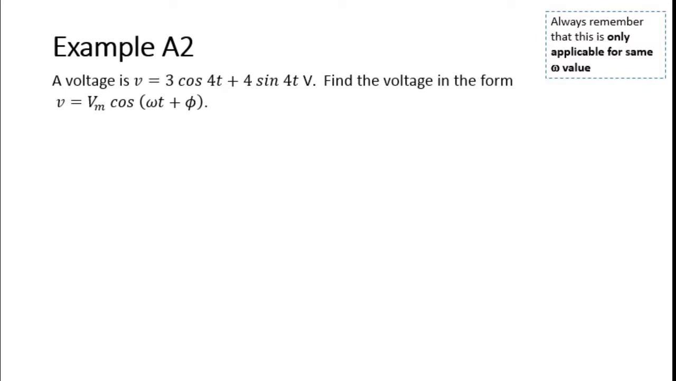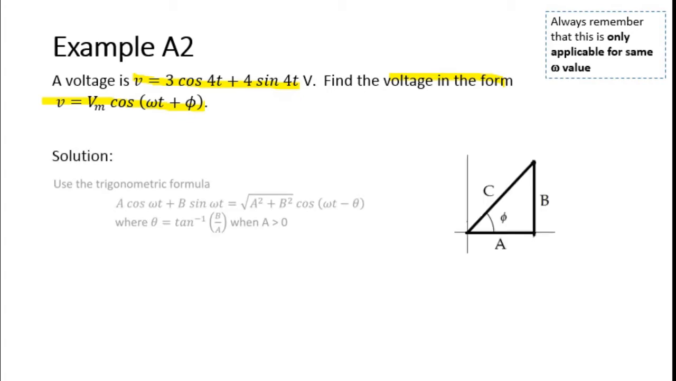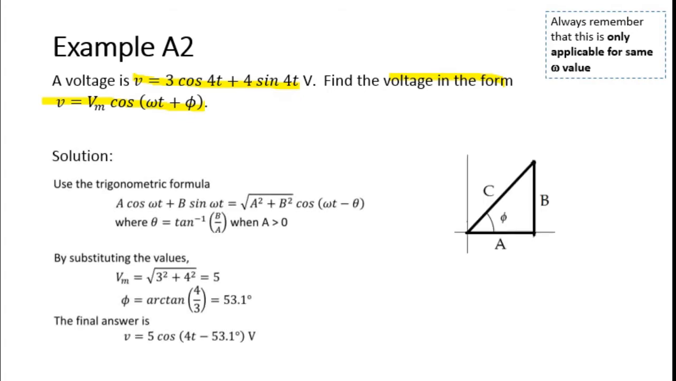Example A2. We are required to express the voltage signal in this form: Vm cosine(omega t plus phi). The voltage is 3 cosine 4t plus 4 sine 4t volts. So how are we going to solve this? In this question, the sine and cosine functions have the same omega value, that is 4 radian per second. Therefore, we can solve it by using the trigonometry function, as shown here.